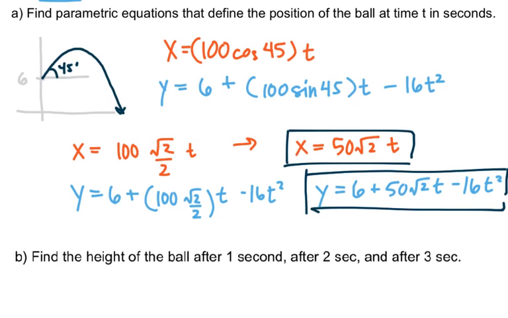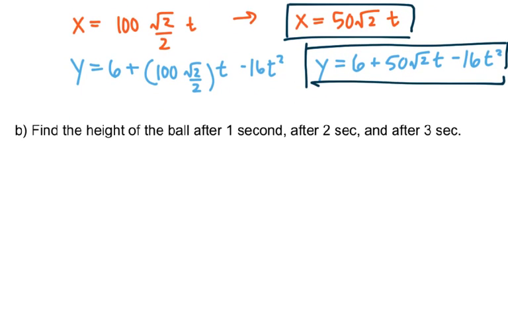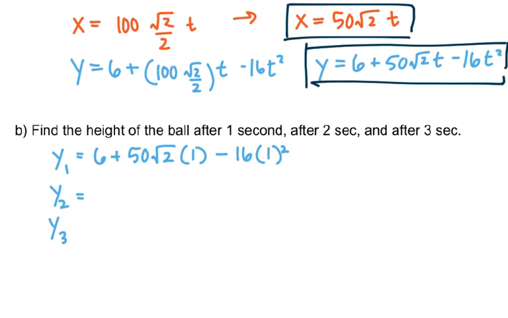Part B. Let's find the height of the ball after 1 second, after 2 seconds, and then also after 3 seconds. So the height, which equation should I choose? Well, the height is a vertical measurement off the ground, so we're going to use that y value. y sub 1 will be 6 plus 50 root 2 times 1 minus 16 times 1 squared. Now we can calculate y sub 2 and y sub 3 very similarly. I'm going to write that out.